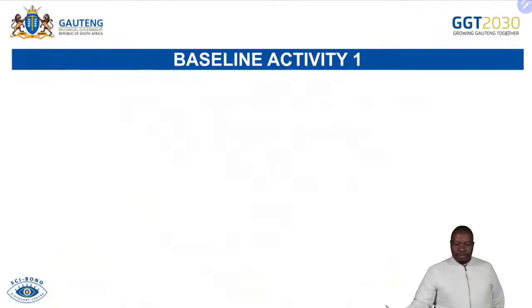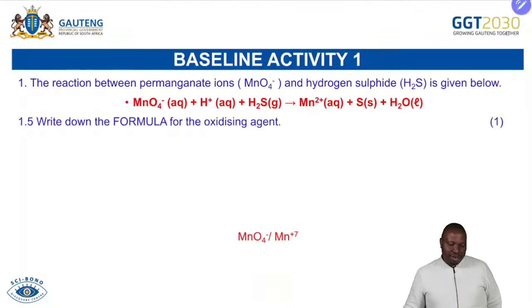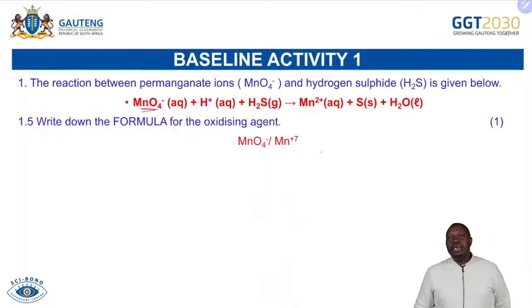And then the next question was 1.5. It was to write down the formula of the oxidizing agent. Remember, for the oxidizing agent, we talked about Mn2+.